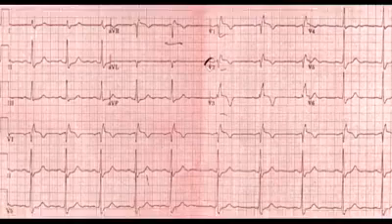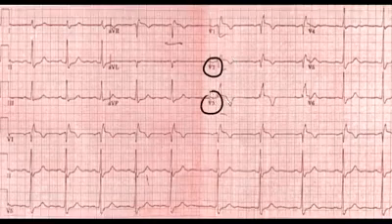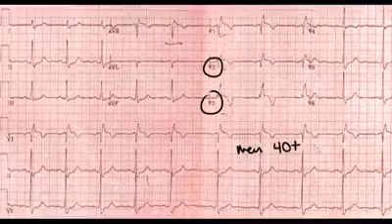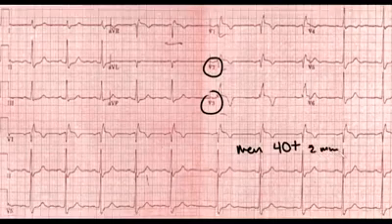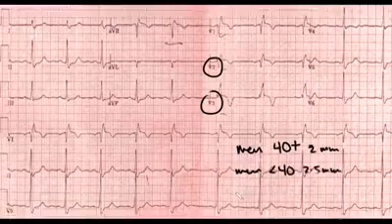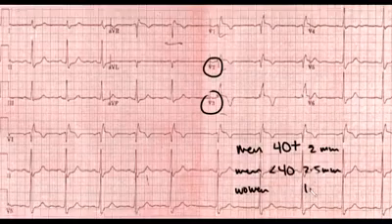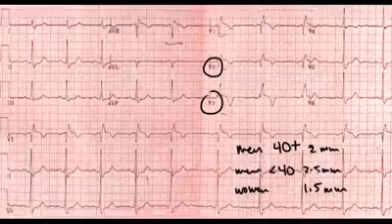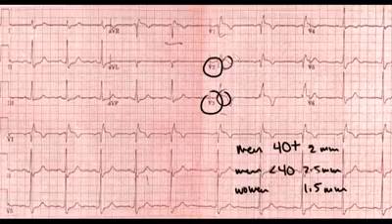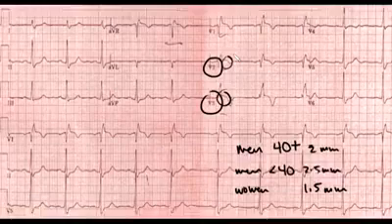The criteria actually for V2 and for V3 is actually a little bit more stringent. And for men that are 40 plus, the criteria is actually 2 millimeters. And for men that are less than 40, it's even more stringent at 2.5 millimeters. For women, it's actually just 1.5 millimeters. And here, depending on where you draw the baseline, there is maybe not quite 2.5 millimeters, but it's certainly on its way to being that in this patient.